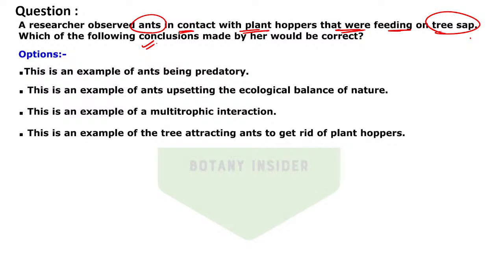First one is, this is an example of ants being predatory. Then, this is an example of ants upsetting the ecological balance of nature. Third one, this is an example of multi-trophic interaction. And fourth, this is an example of tree attracting the ants to get rid of the plant hoppers. Try the question, everyone. Very, very simple question. Give it a try.